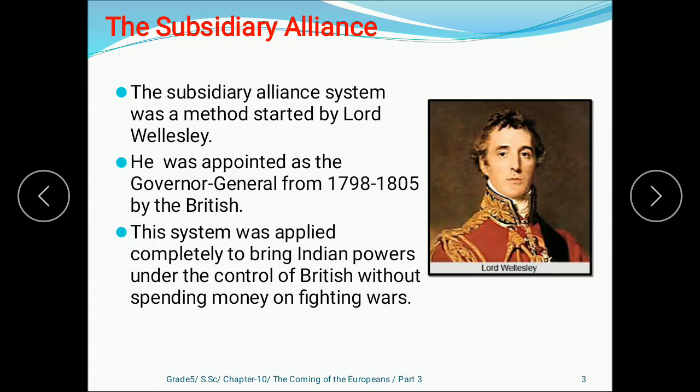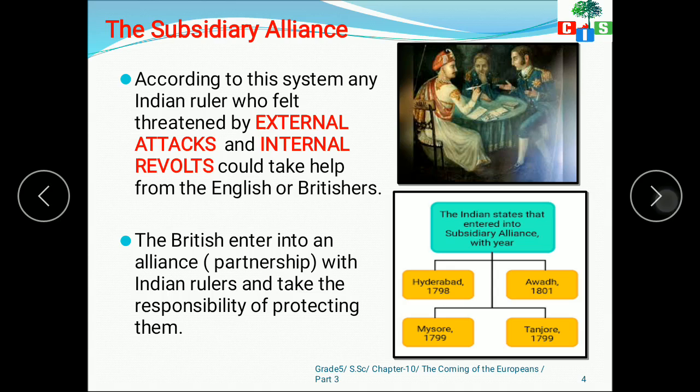The Britishers did not want to spend money on fighting wars. So they wanted some kind of technique which could be implemented on the Indian rulers, and through that they could be dominant over the Indian rulers. Fine. So they used this policy. Now let's read what this policy is all about.